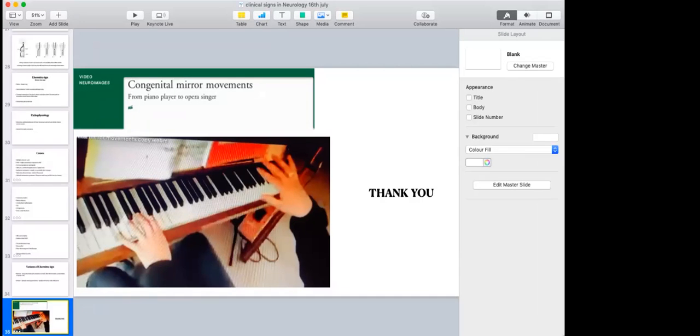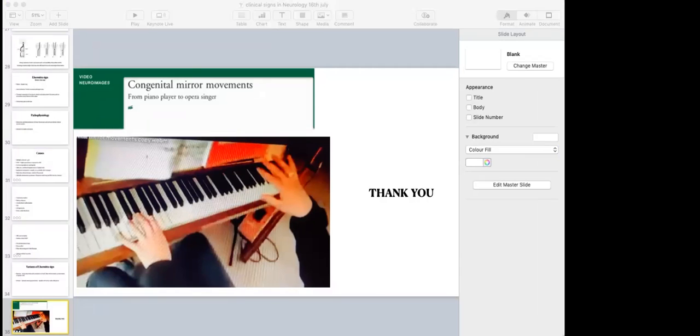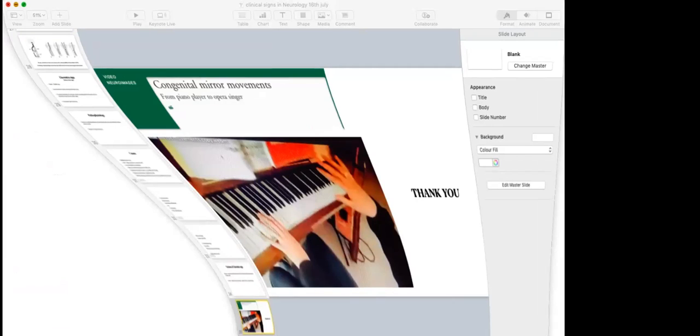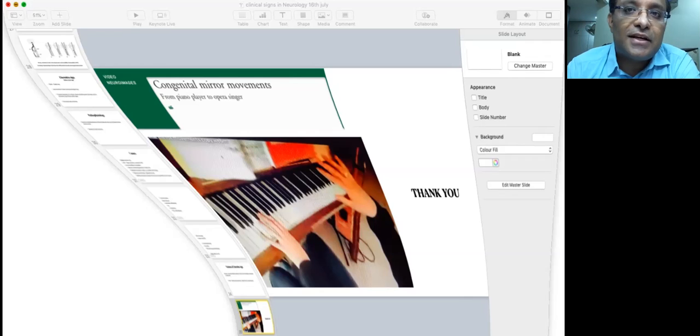Yeah, Shrikant, it was excellent. And there are a few questions. How do you manage congenital mirror movements? Sir, the data is very limited about the treatment of these congenital movements. I could not find any specific reference for treatment of congenital mirror movements. Like in this case, he had to change his occupation.